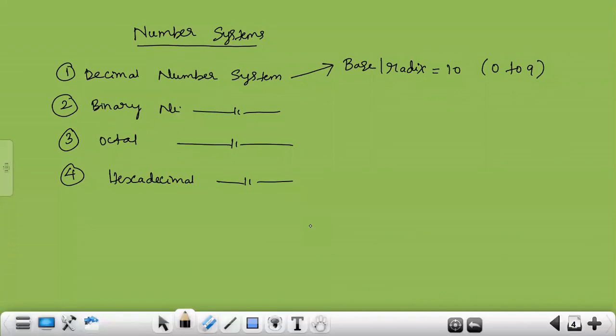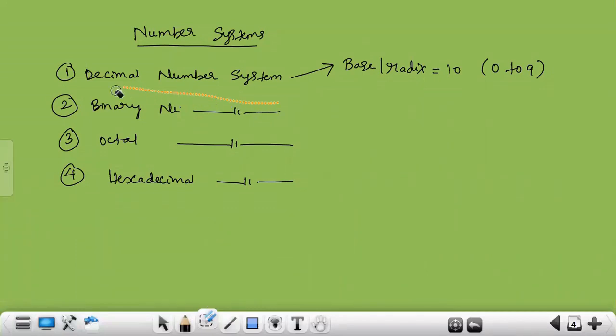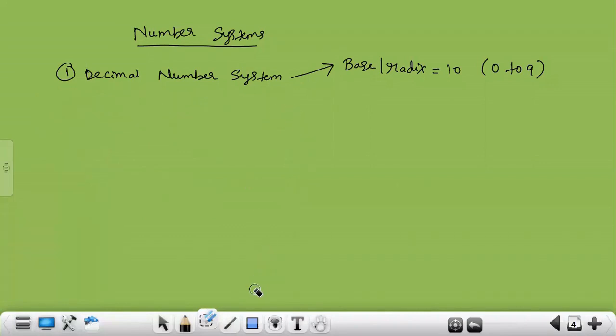Just write on the next point. The weight is expressed in powers of 10. So we'll take one particular example. If I have a number like 5623.9, what I'm telling you is what this base means.